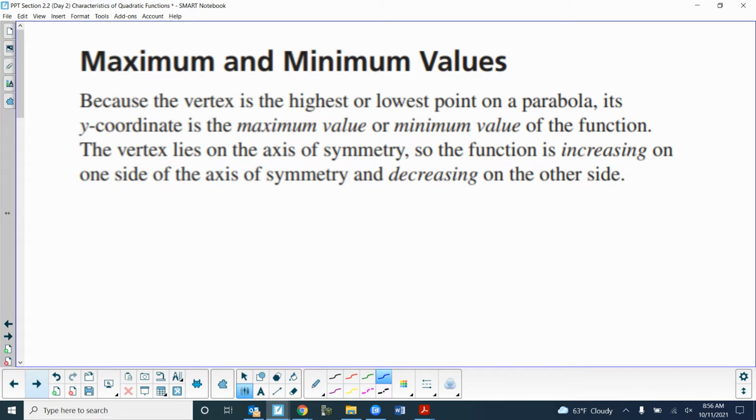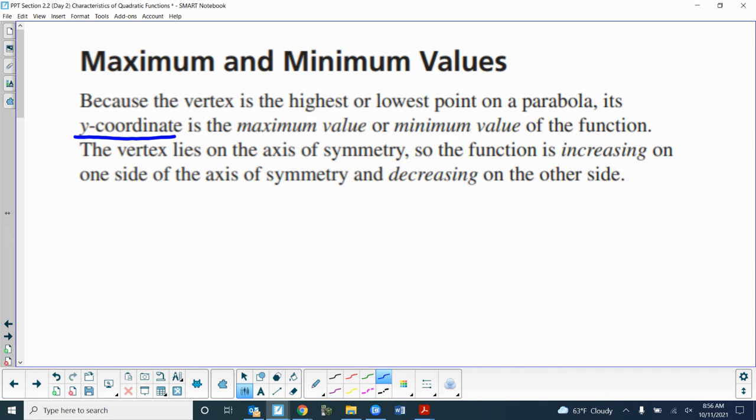All right, max and min. We talked about this before too, right? Because the vertex is the highest or lowest point on a parabola, its y-coordinate is the maximum value or the minimum value. Remember, the y-coordinate of the vertex, right? The vertex lies on the axis of symmetry, so the function is increasing on one side of the axis of symmetry and decreasing on the other side. Okay?